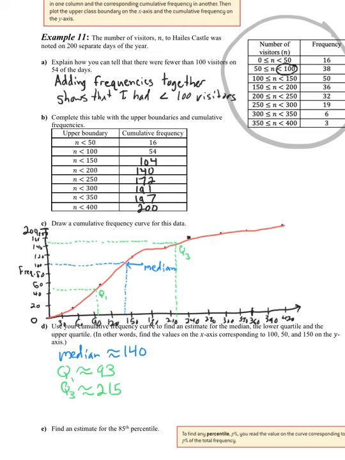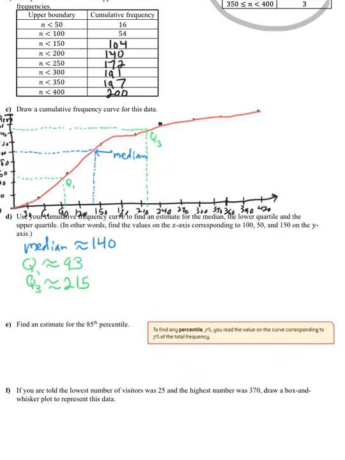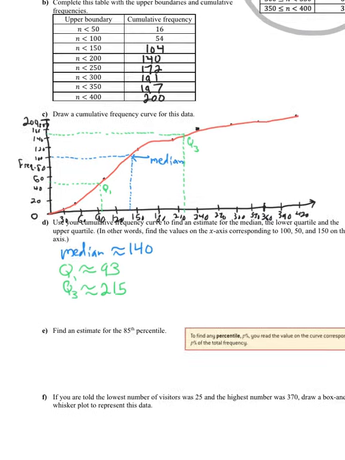Now, if it were an assessment or something, I'm going to actually give you a graph and you'll build it, and you'll have much more accurate numbers than if we're hand sketching it like we just did. But that's the idea for this particular problem. And then part E asks us to find an estimate for the 85th percentile. There's a little note in your textbook that says to find any percentile, you read the value on the curve corresponding to percentile of the total frequency, which is not very useful.